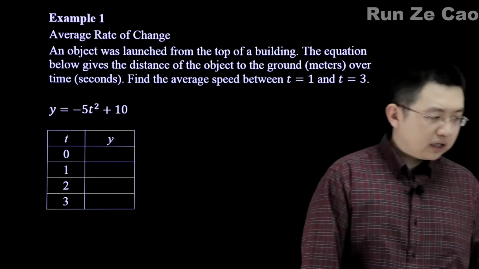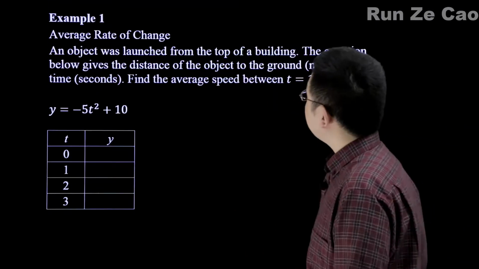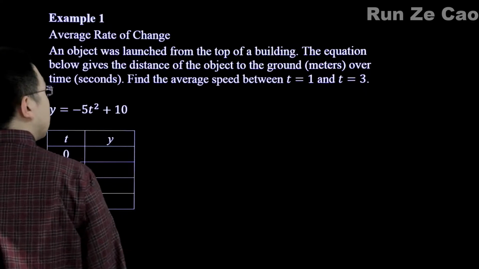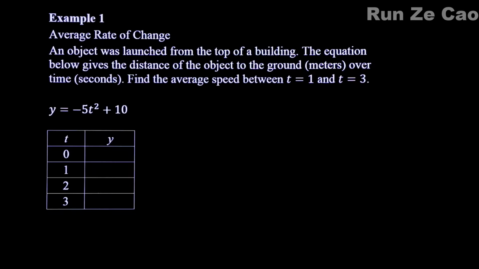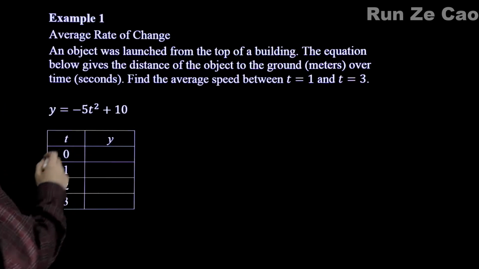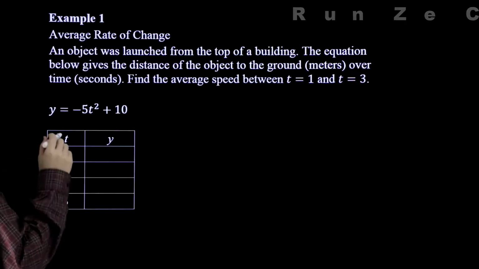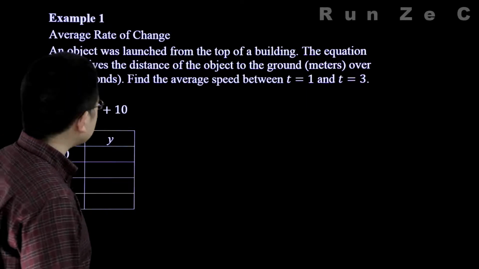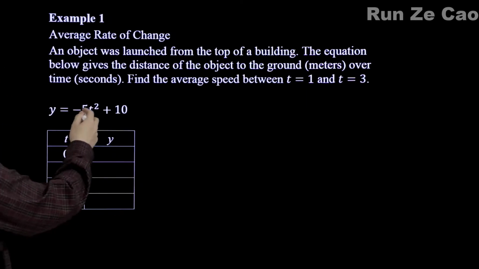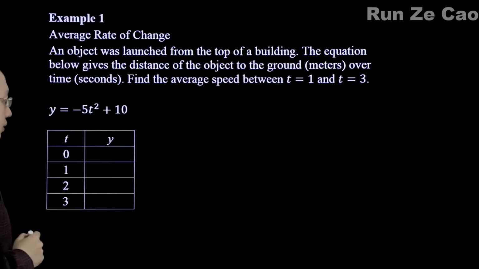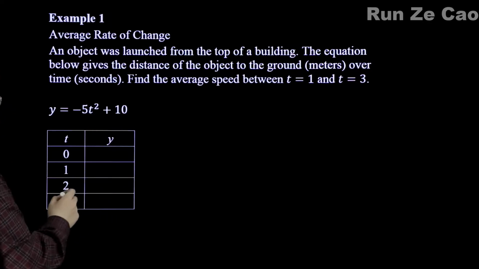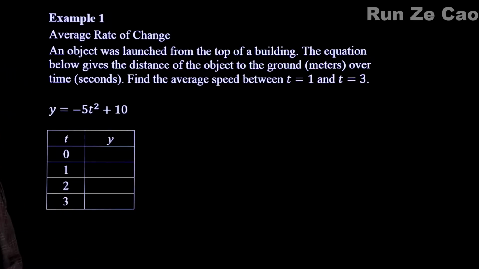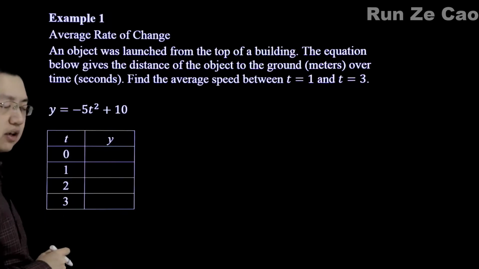So here we launch an object from the top of a building. The equation below gives the distance of the object to the ground in meters over time in seconds. Find the average speed between t equals 1 and t equals 3. So here we have negative 5t squared plus 10. First of all, we're going to end up with some pretty ridiculous results with the object going underground, or at least under the reference level.